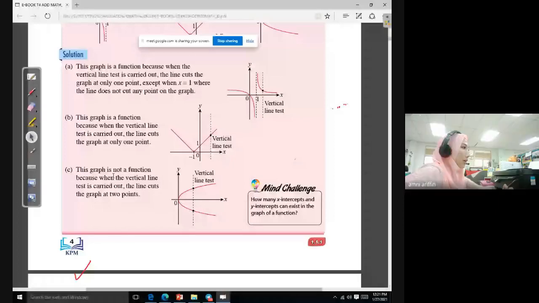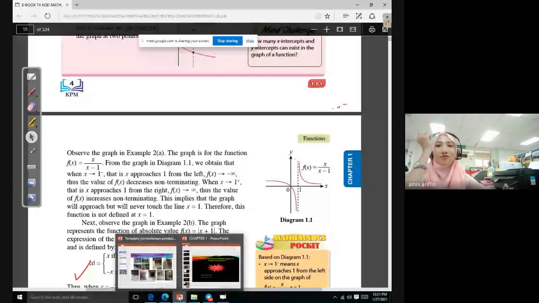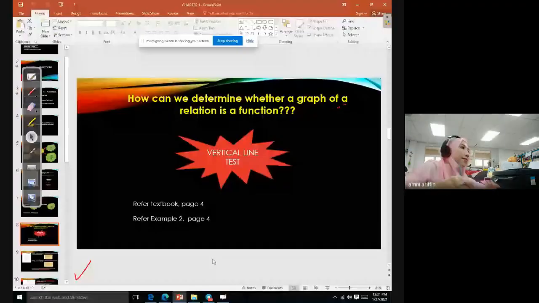Okay. So only vertical line lah. Yes. We test only using the vertical line test. Jangan guna horizontal line. Kalau kamu guna horizontal line, itu sudah jadi salah lah. Okay, mesti kena gunakan vertical line, iaitu garisan mencancang, garisan menegak. Vertical line is on the y-axis. Okay.